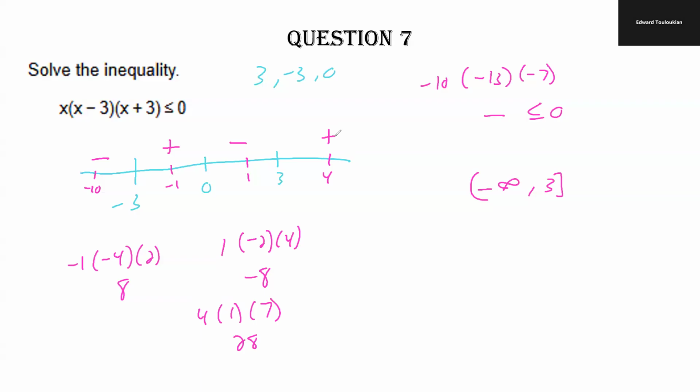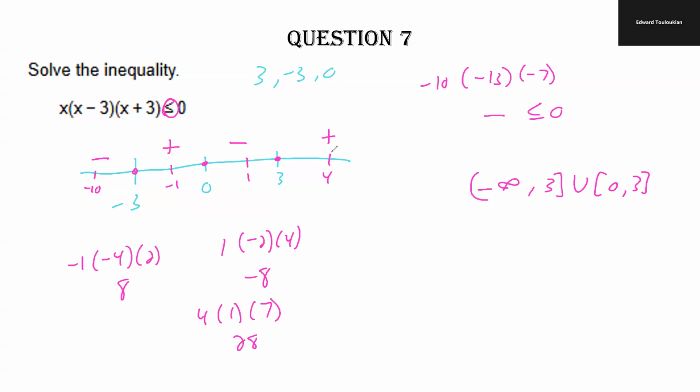So if I want to know where this inequality is less than or equal to 0, I just need to look at the negative regions, which are negative infinity to negative 3, that's this one, union 0 to 3. And I'm using my brackets because it's less than or equal to 0. So on these particular points right here, it's equal to 0 at those points. All right? And if I wanted greater than or equal to 0, I would have done this region and this region.